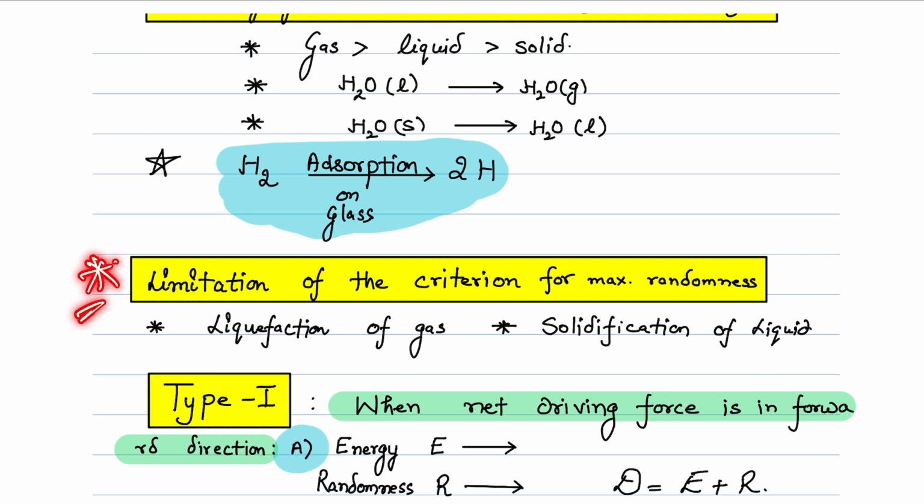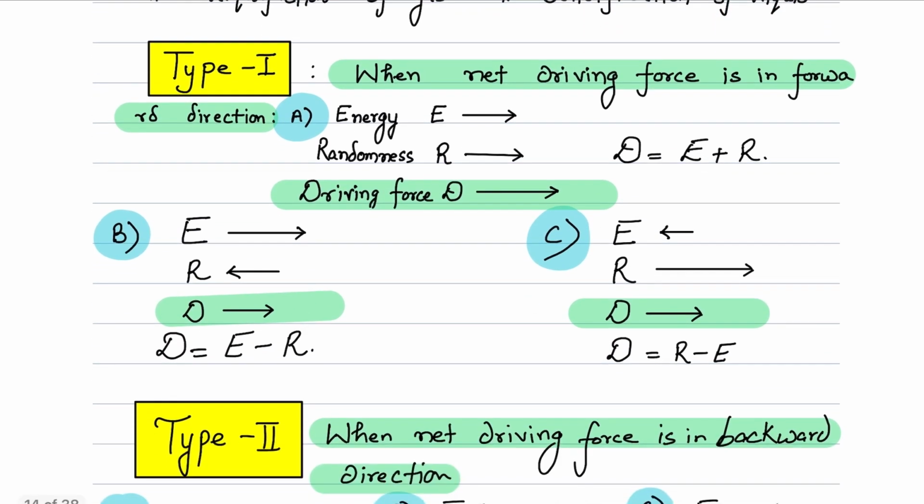Similarly, here in this case, 1 mole of H2 forms 2 moles of H, again the entropy is increasing, the randomness is increasing. Now what is the limitation of the criterion of this maximum randomness? Liquefaction of gas or solidification of liquid won't be possible if it is the sole criterion. So this is the limitation of maximum randomness. Now let us discuss these points by taking these examples. When the net driving force is in forward direction, we say the energy factor is in the forward direction and randomness is again in the forward direction.